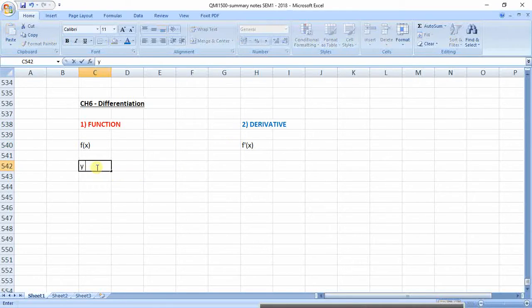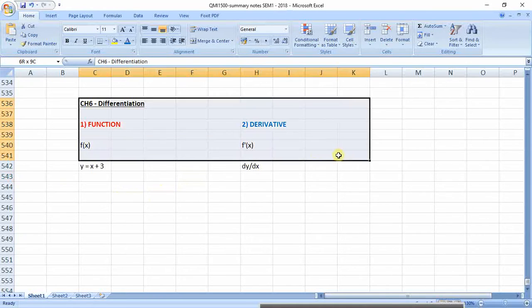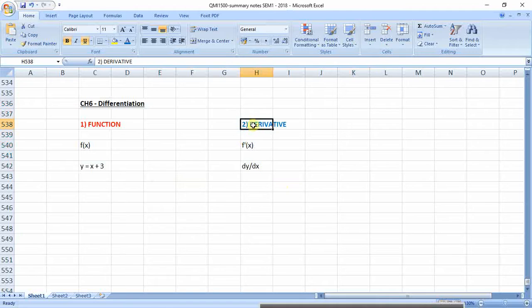Sometimes they also use this. So y equals, let's say, x plus 3. Okay, just as a simple one. And then the derivative could be dy over dx as the derivative. That's just the notation. Right, so notation-wise, that's what they use to denote a derivative. So a derivative is given like that or like that.